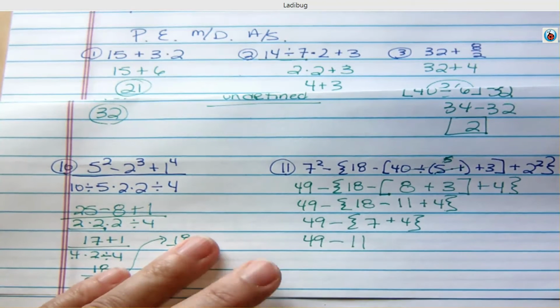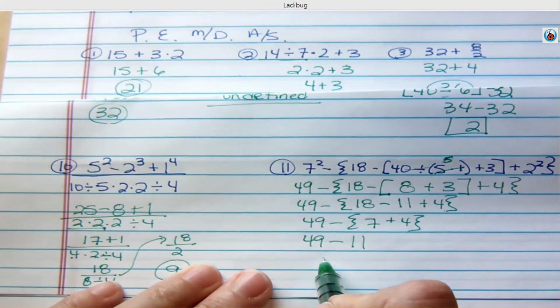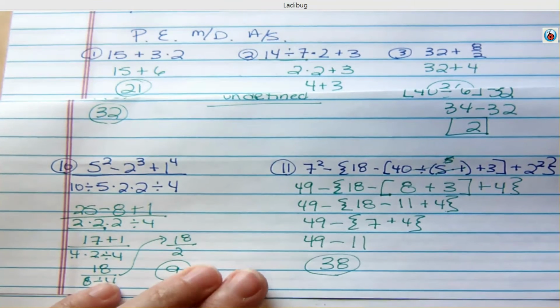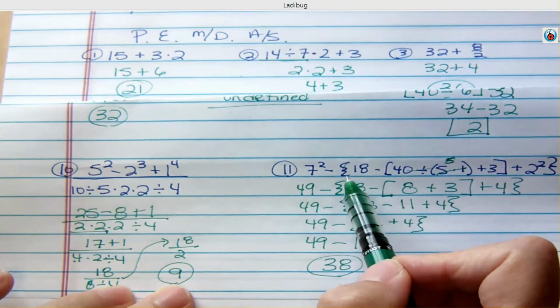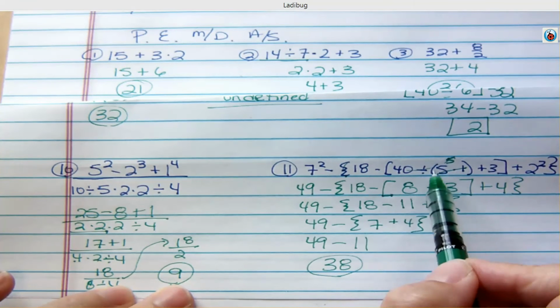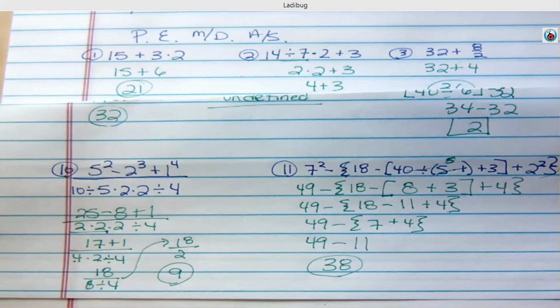Now I finally finished everything in the braces, and then I have 49 minus 11 is 38. Feel free to put that into your calculator and check it, but when you do, you have to use parentheses where you see them. So you have to enter it into your calculator as you see it. You can't just leave those off and hope that it works out.